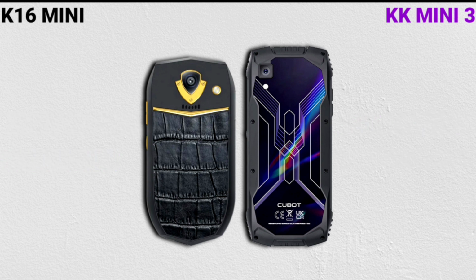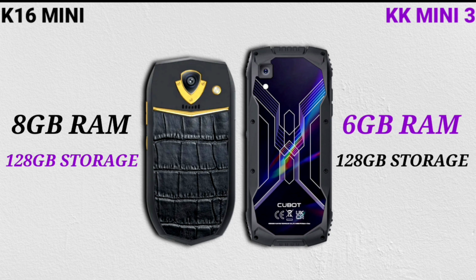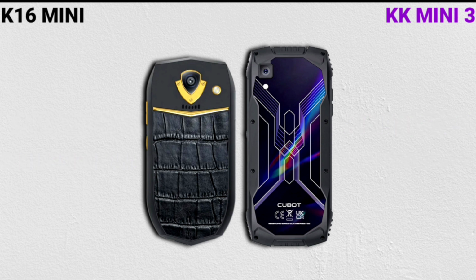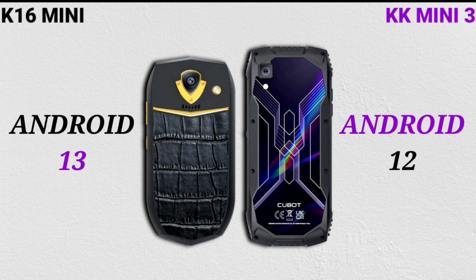The Oukitel K16 utilizes 8GB RAM and it has 128GB internal storage that is expandable. The King Kong Mini 3 has 6GB RAM and 128GB internal storage as well. The K16 runs on Android 13 while the King Kong Mini 3 runs on Android 12. So that's a win for the K16.